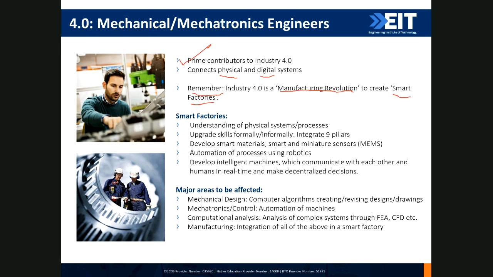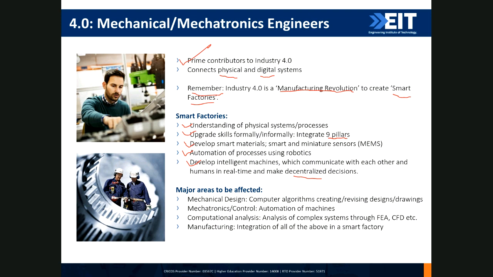How does it impact? So you need to understand physical systems. As you know, you are being taught how the machines operate. That's what you need to know first. Then you need to upgrade your skills, formally or informally, to integrate those 9 pillars I discussed in the last slide. You need to develop smart materials, sensors, miniature sensors, MEMS they call them, which are integrated in your machines as well. Automation of processes using robotics, and you need to also develop intelligent machines which are capable of communicating with each other in real time and making their decentralized decisions. So these are the ingredients of smart factories.